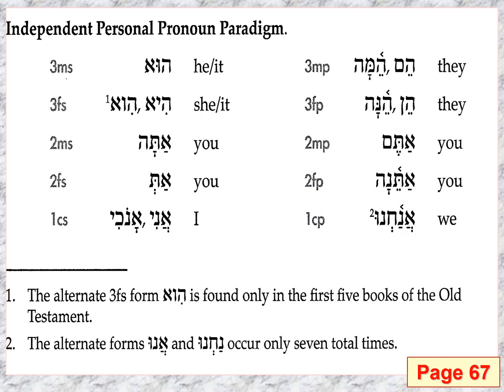You'll also see it as hu. That's a hey with a hireq, vav, aleph. Notice the footnote number one. An odd form, but it does appear in the first five books of the Old Testament, the books of Torah, the books of Moses. For the second masculine singular, moving into a closer sphere, it is atta, atta.